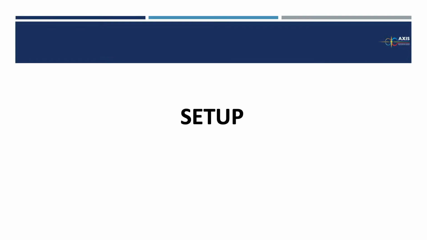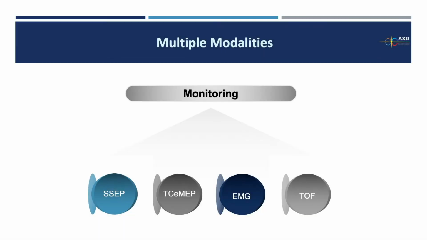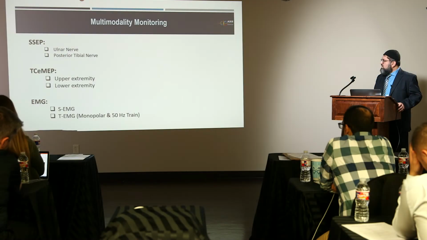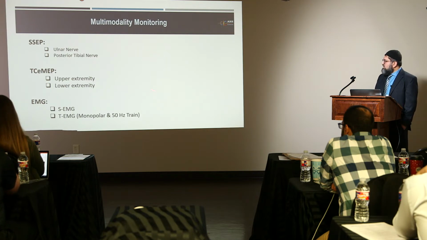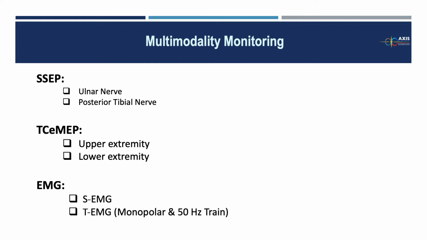The typical setup is using SSEP for tibial nerve SSEP. You can do all the lower limb MEP, EMG, and train of 4. You have to have a train of 4. So SSEP, we have ulnar nerve for control and posterior tibial, and MEP upper limb for control, and forearm muscles and lower extremity muscles, including the anal sphincter. The anal sphincter muscles are the most important.